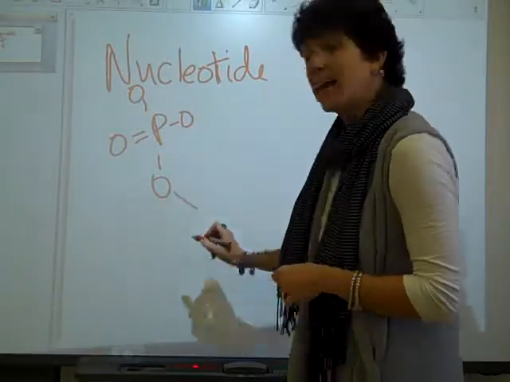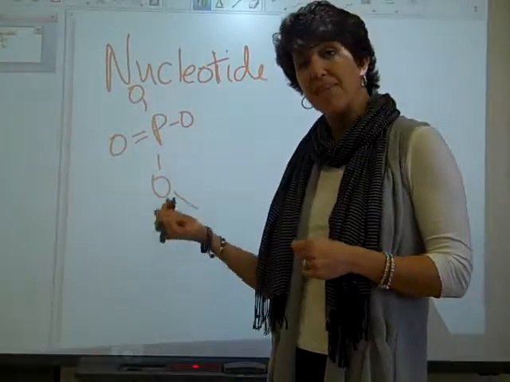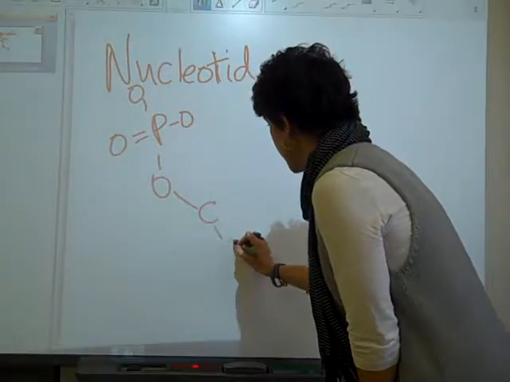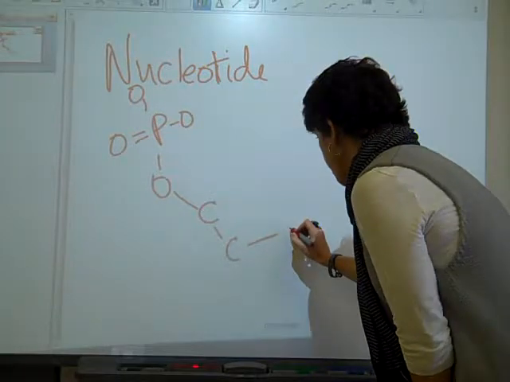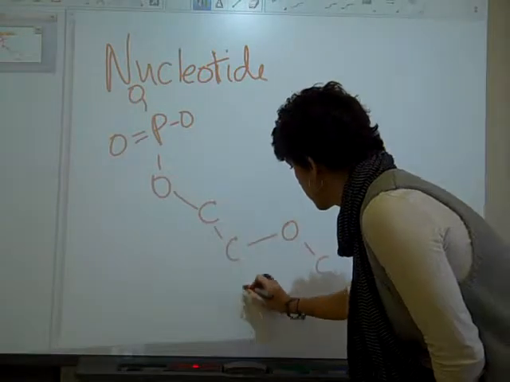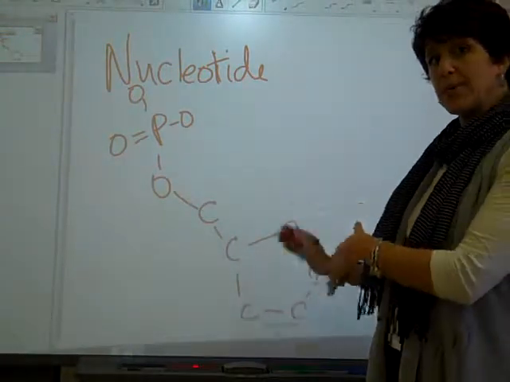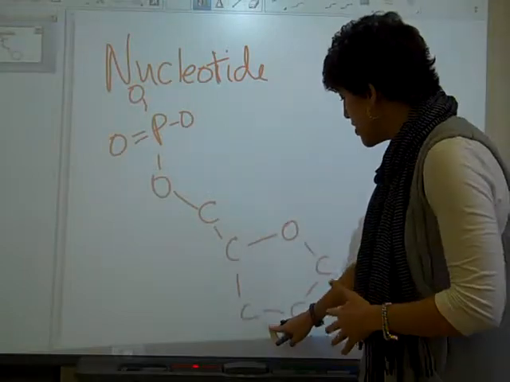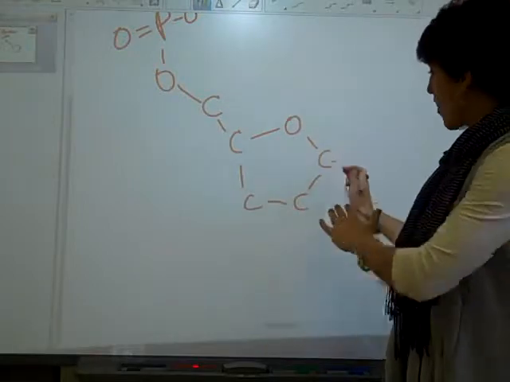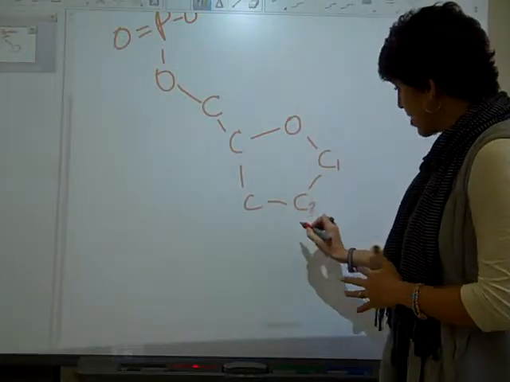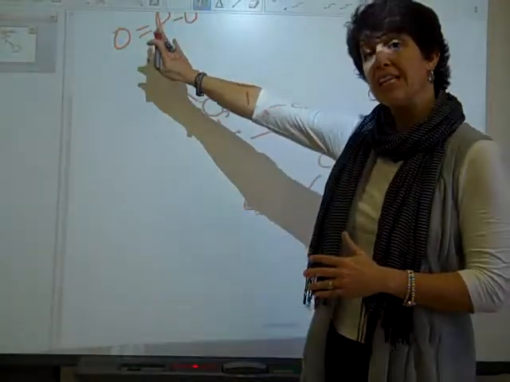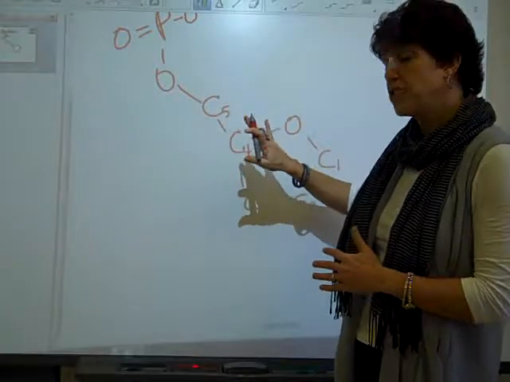Then there is a 5-carbon sugar. In DNA, the 5-carbon sugar is deoxyribose. So the 5-carbon sugar looks like this. And if you remember back to when we did biochemistry, we can actually number those carbons. You go from the oxygen and you go clockwise, and carbon 1, carbon 2, carbon 3, 4, and 5. So the phosphate group is attached to the 5-carbon sugar.